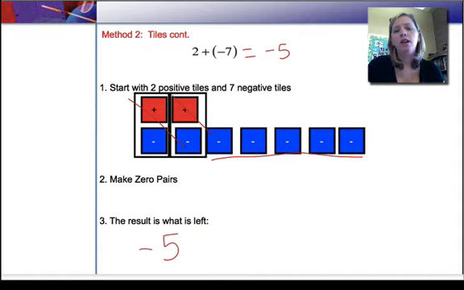Not so difficult. The problem with using tiles is if you have to add big numbers together, you'd have a billion tiles out there, and that can get a little bit difficult to work with.